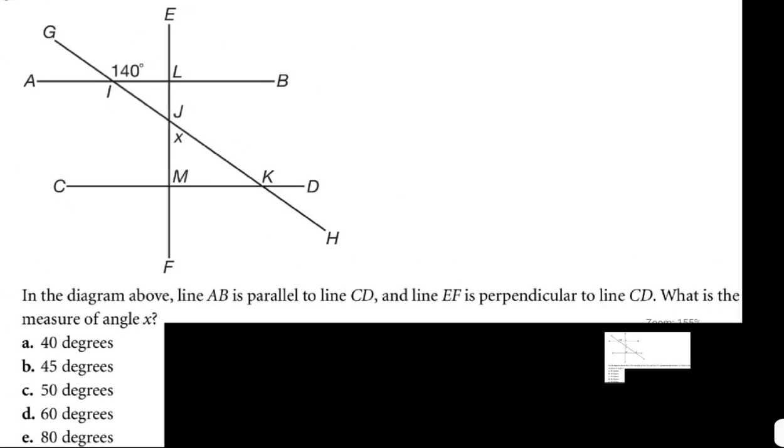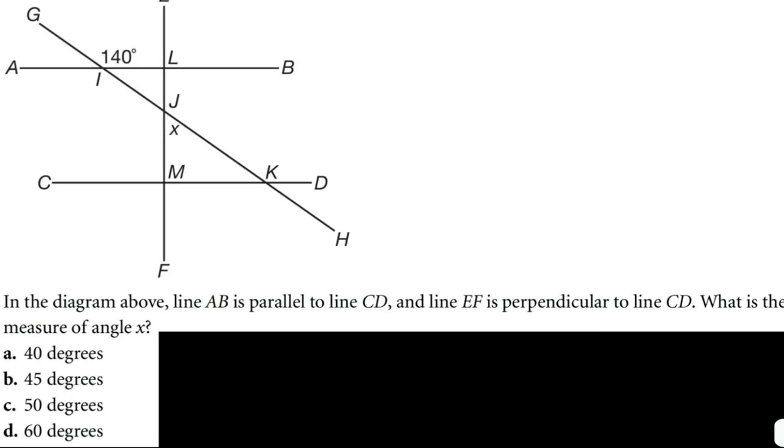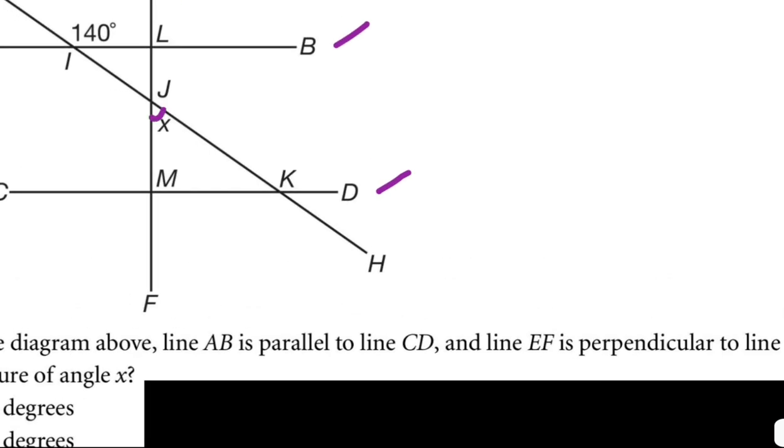Let's solve this problem. In the diagram above, line AB is parallel to line CD. Where is line AB here? Okay, this one is parallel to line CD, and line EF, this one, is perpendicular to line CD. What is the measure of angle X? So we are asked to find the measure of that angle.